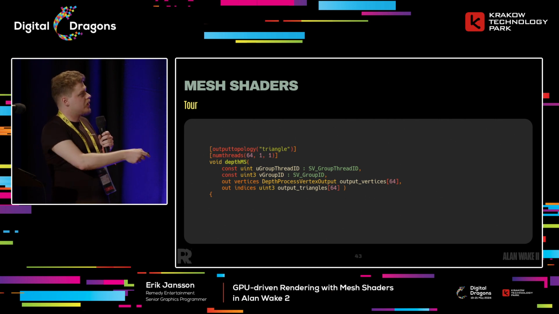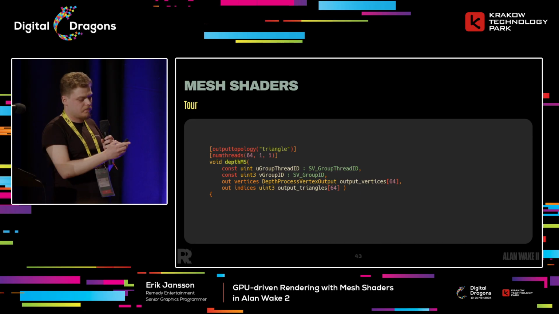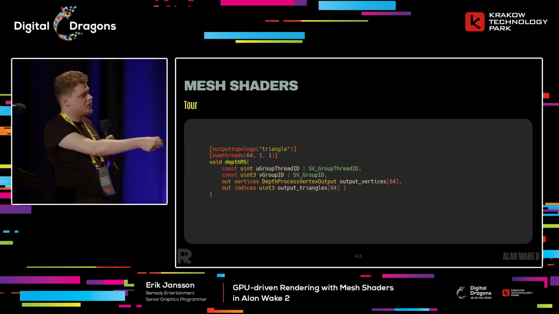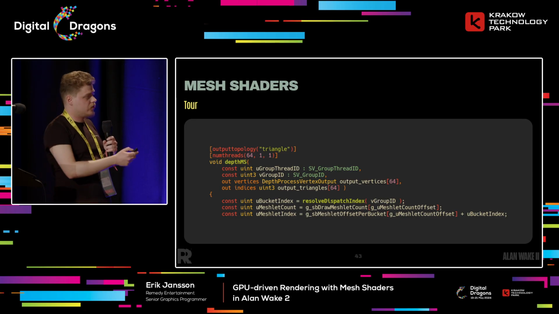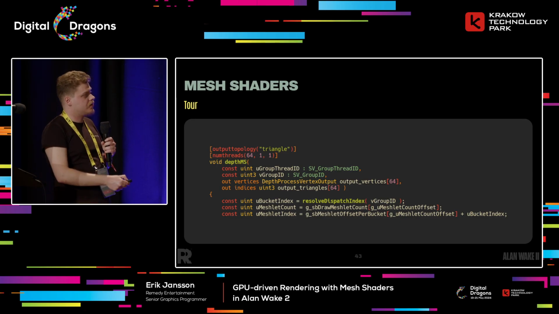Something else that's special are these two things here. So the output indices, so this is something that you need to form a triangle. And we output maximum of 64. And we also output vertices. These are the vertex attributes that go into our pixel shader later. I'll show what this thing is in a bit. We then do some bookkeeping. We figure out how many meshlets we're going to draw and what index.